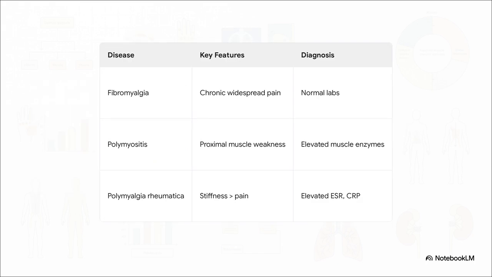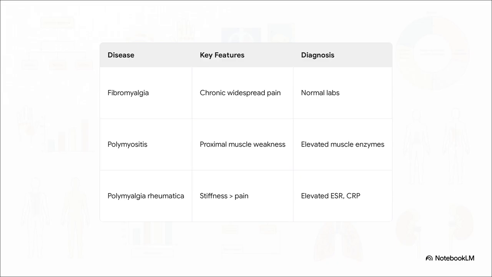Let's talk about symmetric proximal weakness. The patient who suddenly can't rise from a chair or comb their hair. We absolutely have to exclude common mimics here. Take polymyalgia rheumatica. It hits patients over 50 with shoulder, hip, and neck stiffness. You'll see an elevated ESR or CRP, but the CK is completely normal. It responds incredibly fast to low-dose prednisone, and you have to screen for giant cell arteritis.